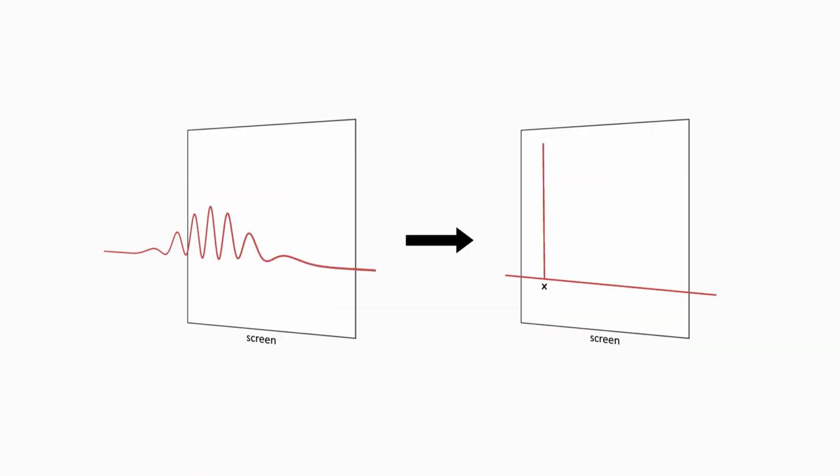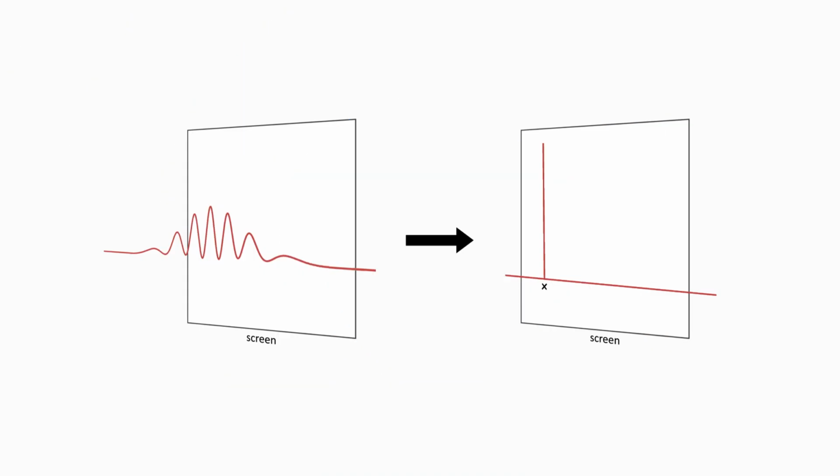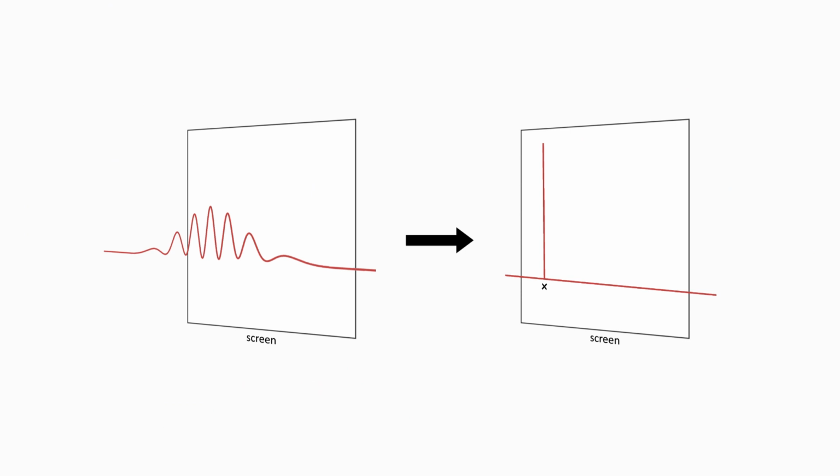They also say that the screen measured the position of the electron. And since the electron is a wave, it occupies multiple positions at once, or in other words, it's superposed over multiple positions, or it's in a superposition of positions.